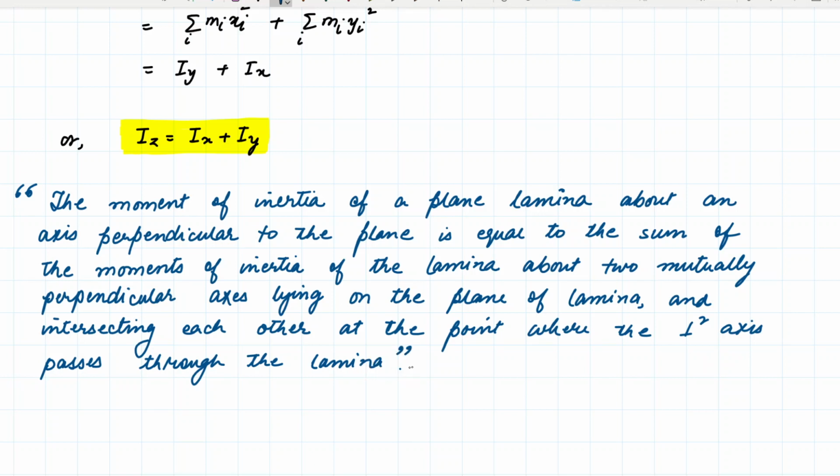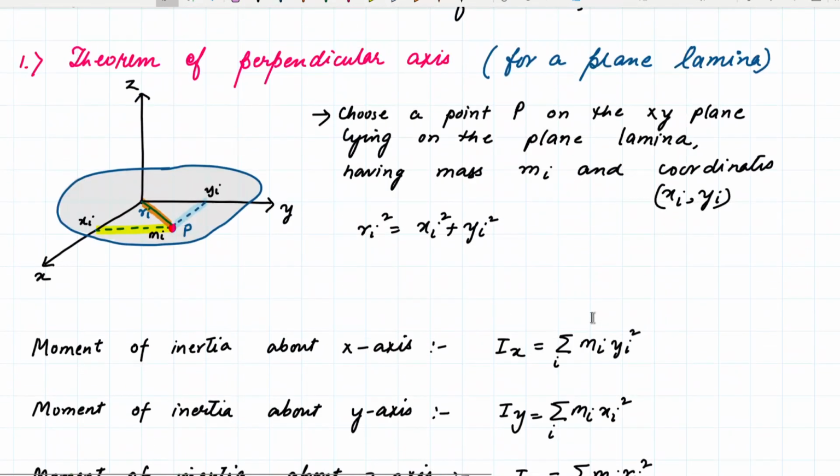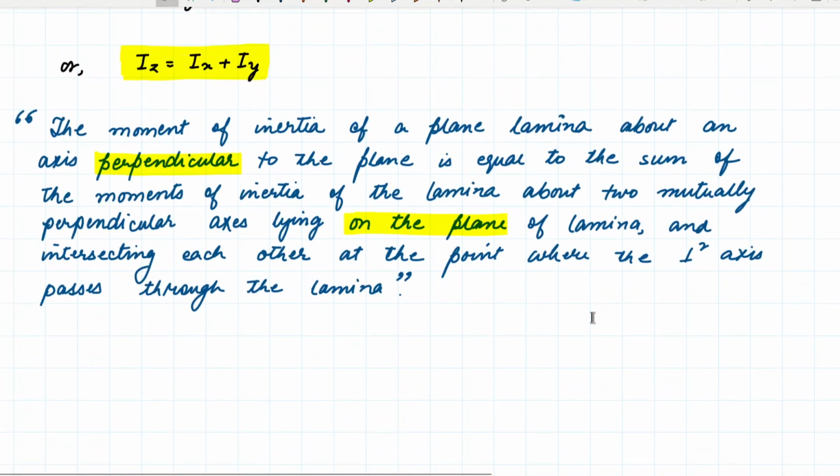Okay, so the moment of inertia of a plane lamina about an axis perpendicular to the plane is equal to the sum of the moments of inertia of the lamina about two mutually perpendicular axes lying on the plane of the lamina and intersecting each other at the point where the perpendicular axis passes through the lamina. Okay, this is a simple statement of the perpendicular axis theorem. This is clear? Yes, sir.